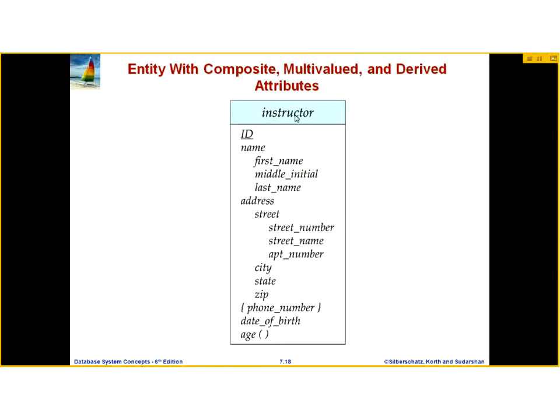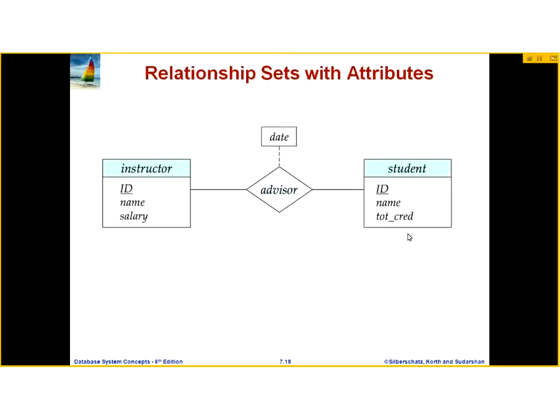You can write your composite, multivalued and derived attributes in more detail in your entities as well. So here you can see how composite attributes are written, how multivalued attributes are written, and how derived attributes are written.